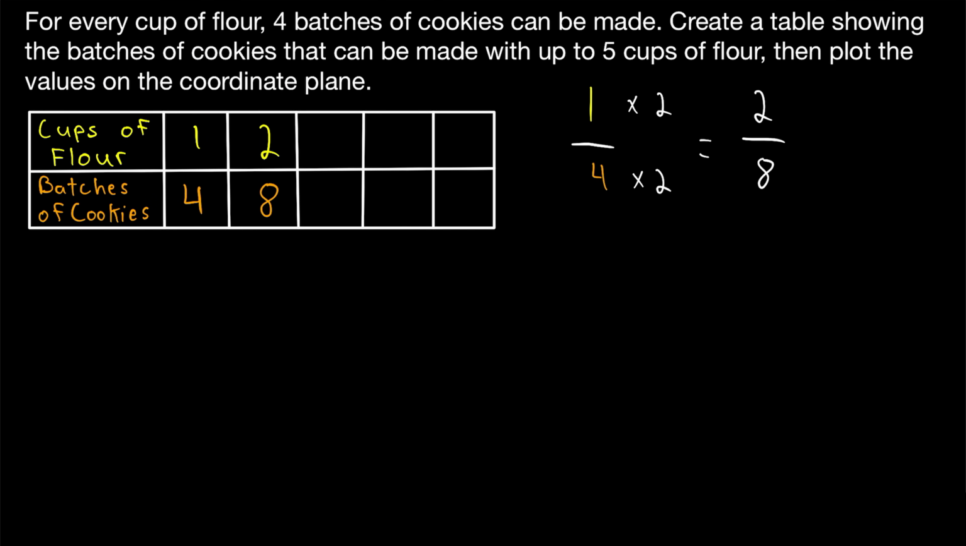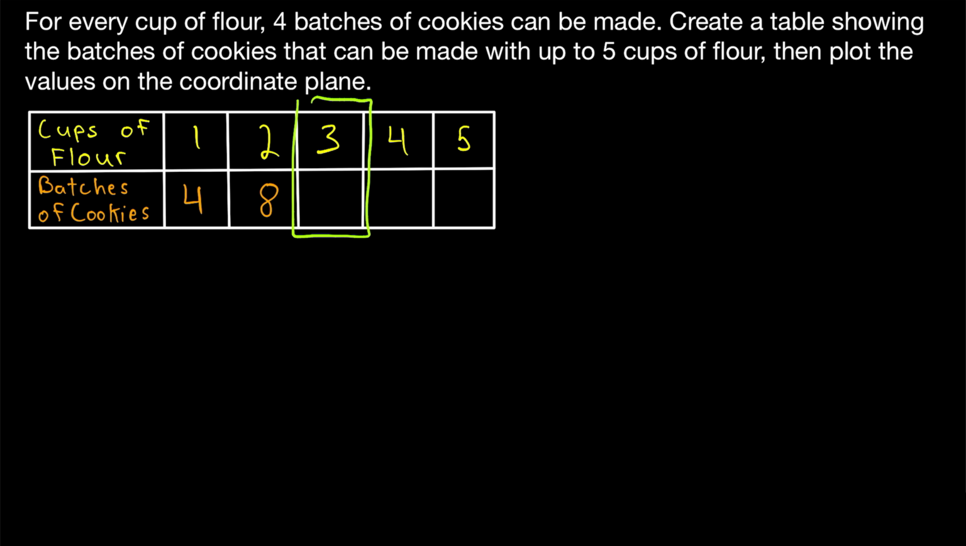All we have left to do is figure out how many batches of cookies we can make with 3, 4, and 5 cups of flour. One way we could figure out how many batches of cookies we can make with 3 cups of flour is to just scale up our original ratio. We know the ratio is 1 to 4. Then, if we scale this ratio up by a factor of 3, so we multiply both quantities by 3, we'll see that for 3 cups of flour, we're able to make 12 batches of cookies.